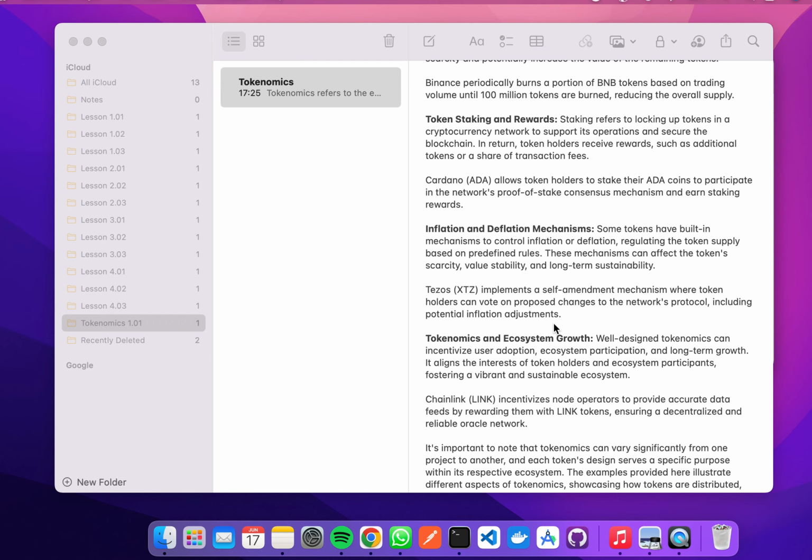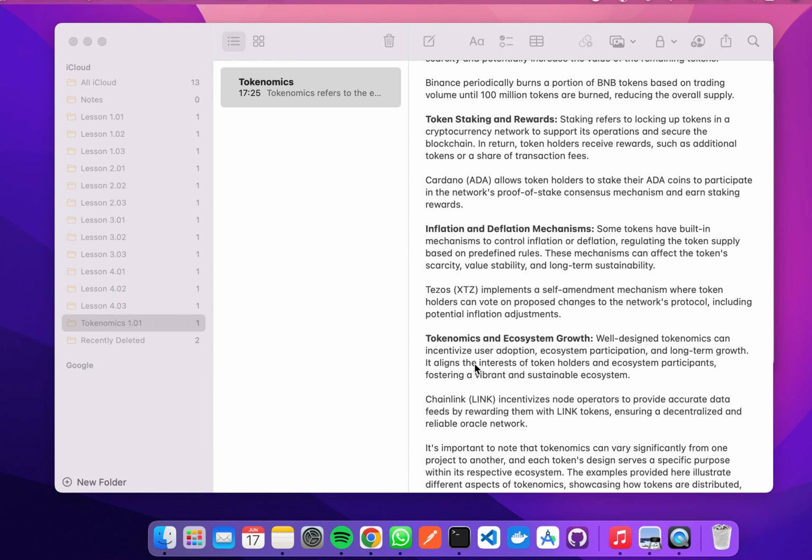The next thing that we're going to discuss is tokenomics and ecosystem growth. Well-designed tokenomics can incentivize user adoption, ecosystem participation, and long-term growth, which is essentially the whole point of studying tokenomics. So if you find a project with very good tokenomics, they have covered most of the areas very well, this will ultimately bring confidence to the investors willing to put their money in that particular token. So even a well designed tokenomics can drive user adoption.